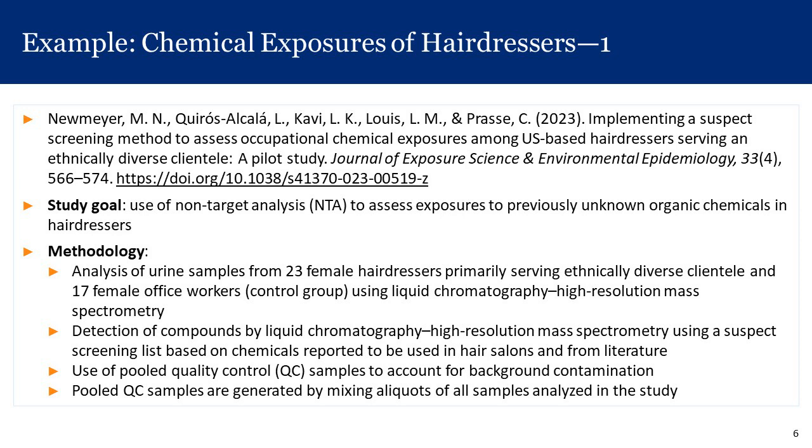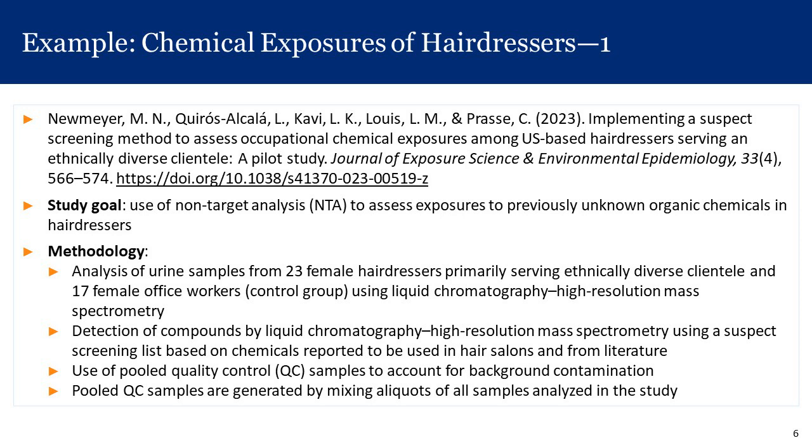And similar to the example before, we also used liquid chromatography, high-resolution mass spectrometry here. In this case, we actually used a suspect screening. This list basically contained chemicals that were reported to be used in the hair salons using a questionnaire that was given to the hairdressers, as well as compounds that were previously reported in literature in different hair products. One aspect I wanted to highlight here is the pooled quality control sample. So what this means is that we basically used a subsample of each of the samples that were analyzed and mixed them together.